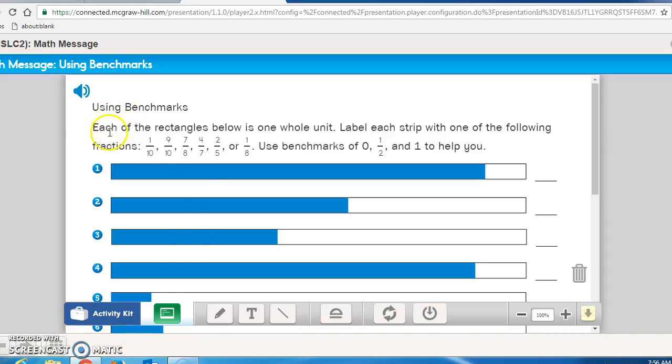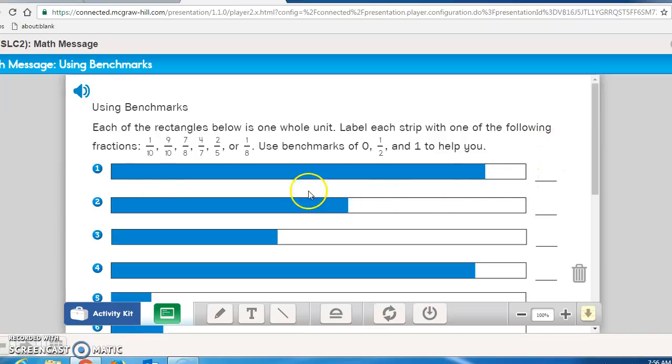It says, each of the rectangles below is one whole unit. Label each strip with one of the following fractions: 1/10, 9/10, 7/8, 4/7, 2/5, or 1/8. Use benchmarks 0, a half, and 1 to help you. So remember, this is considered one whole strip, and so is number 2 one whole strip. But the fraction that is colored in blue is the fraction that needs to go over here.